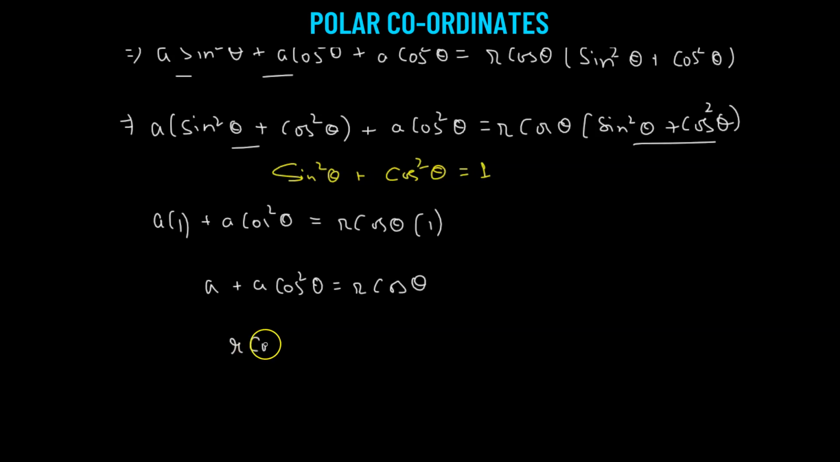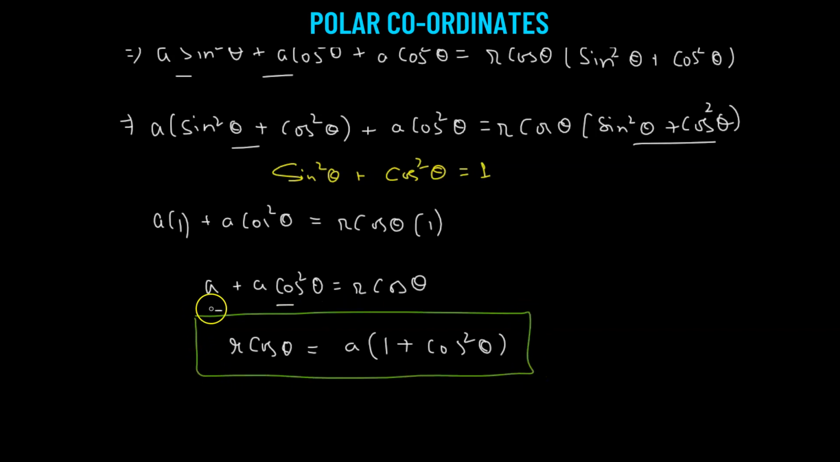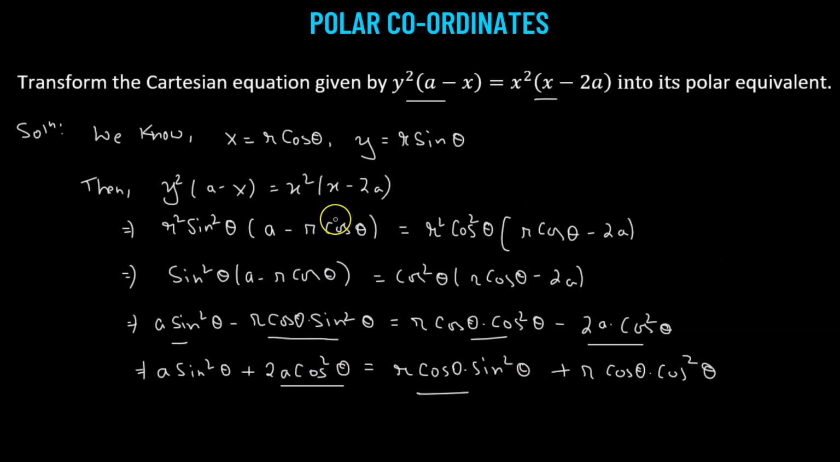So we get r cosine theta equals a. Taking a as the common factor, we have a multiplied by (1 plus cosine squared theta). So this is the polar equivalent of our original equation, which is given by y squared times (a minus x) equals x squared times (x minus 2a).